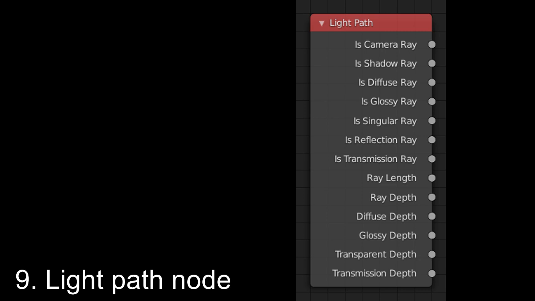Outputs. Is Camera Ray: 1.0 if shading is executed for a camera ray, otherwise 0.0. Is Shadow Ray: 1.0 if shading is executed for a shadow ray, otherwise 0.0. Is Diffuse Ray: 1.0 if shading is executed for a diffuse ray, otherwise 0.0. Is Glossy Ray: 1.0 if shading is executed for a glossy ray, otherwise 0.0.